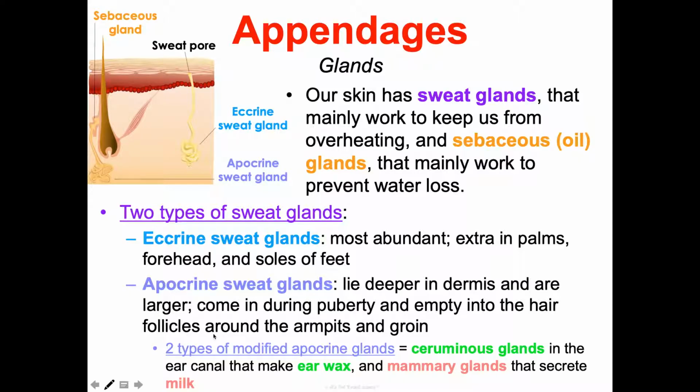There are 2 types of modified apocrine glands. The ceruminous glands that are in your ear canal, they make earwax, and then mammary glands in mammary ducts that secrete breast milk. So those are under this category, which I think is pretty interesting.